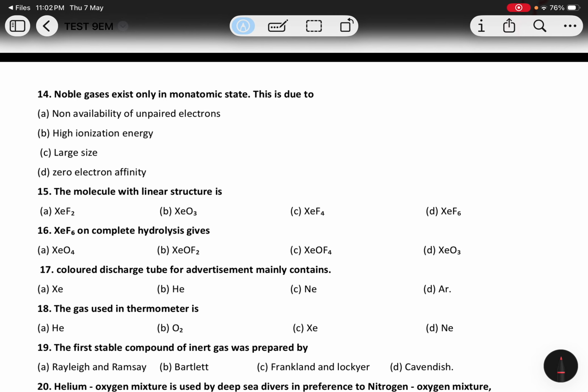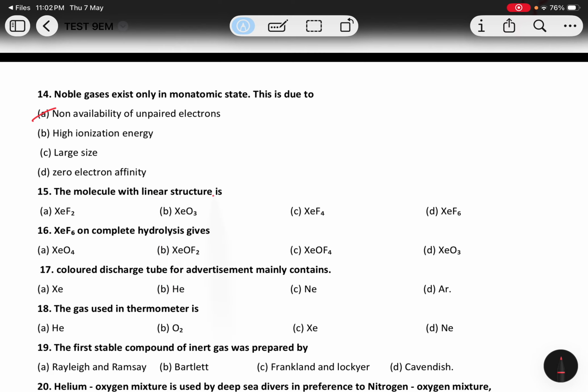High ionization energy is there for noble gases, large size, and zero electron affinity too. But the main reason is non-availability of unpaired electrons. Noble gases exist only in monoatomic state.